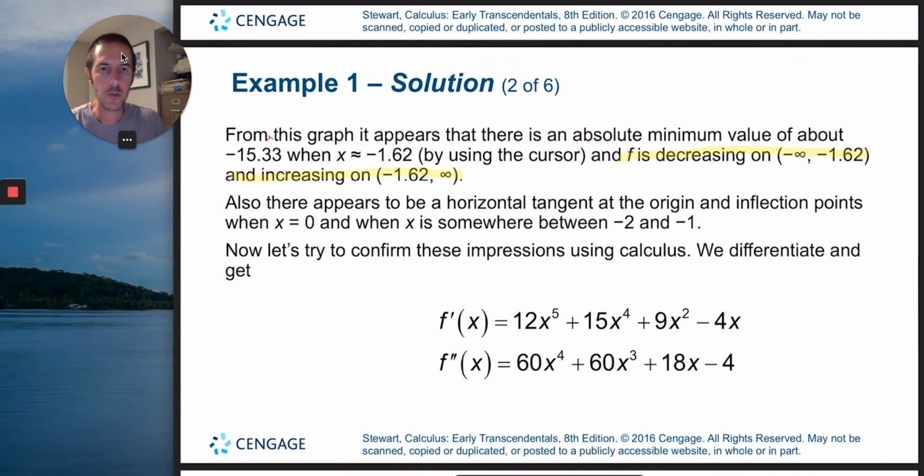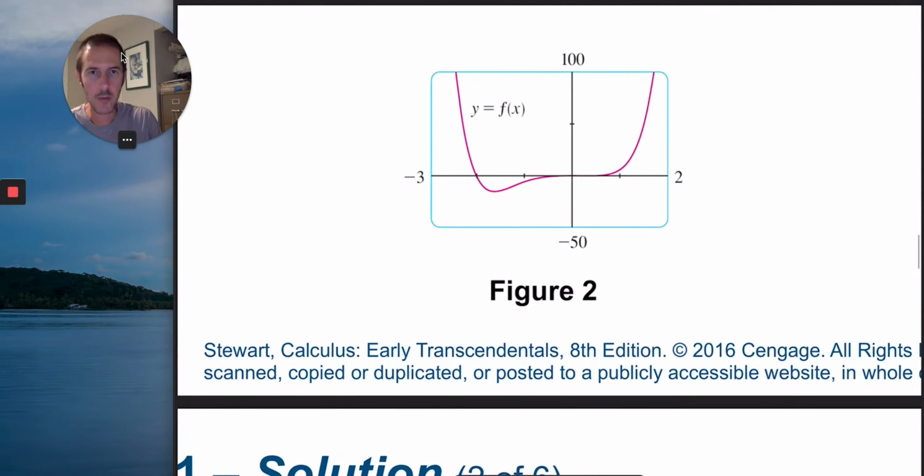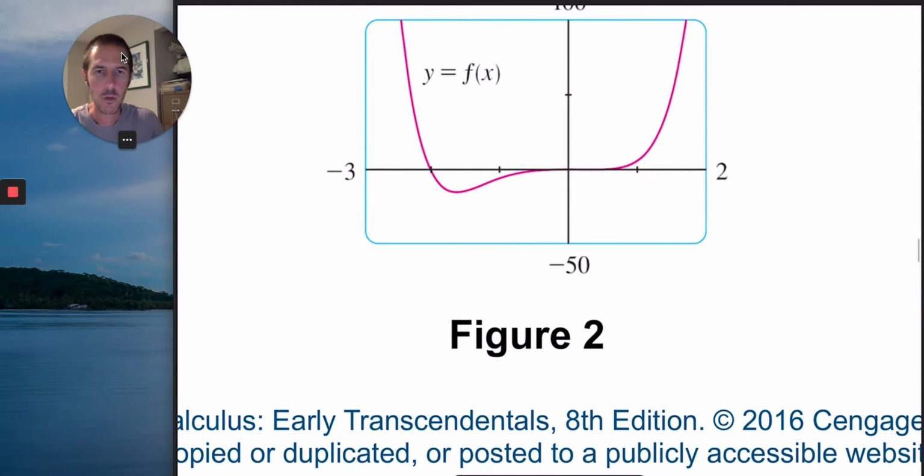We said there appears to be a horizontal tangent line at the origin and an inflection point, so a change in concavity, when x equals 0 and when our x value is somewhere between negative 2 and negative 1, which we were also estimating. Right, somewhere in here. We said maybe there's an inflection point there.